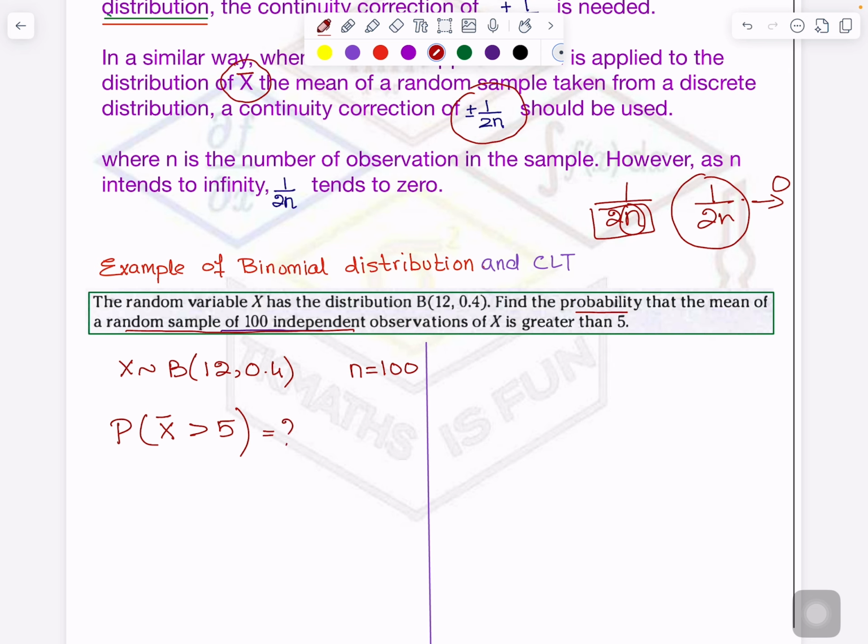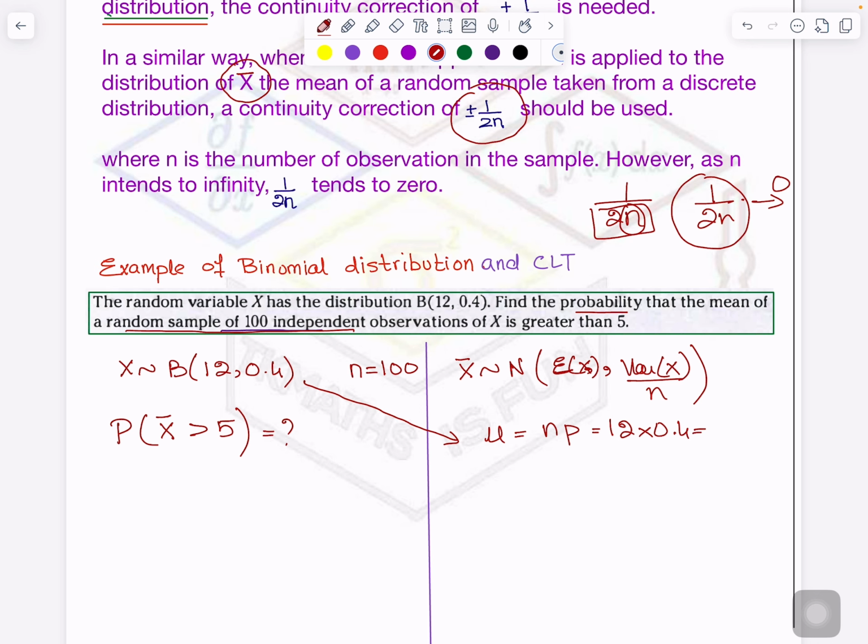How do we do this? We know the distribution for the sample mean, when we apply normal approximation, will be given by a mean and a variance. So how will we get it from the binomial distribution? We know that mu is equal to np, which is 12 times 0.5.